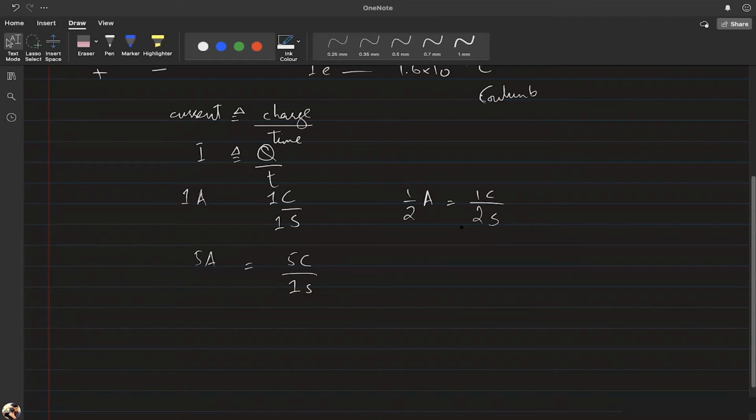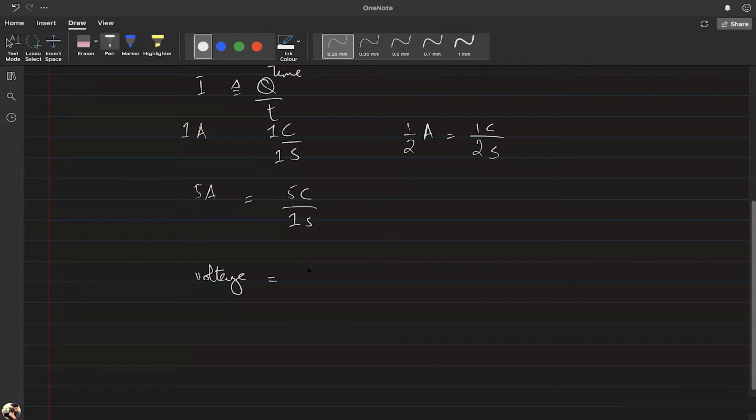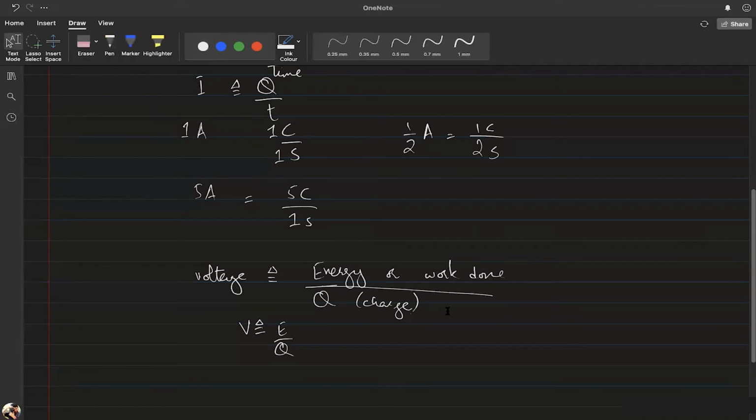The second important thing then when we talk about it is that, remember, the reason we are making these charges go is because we want to deliver energy. So that is called voltage. And voltage is basically the energy that is given to each charge. So again, that's the definition. So V equals E over Q. So that is energy, or E, or work done per charge. Okay. What does it mean, work done?